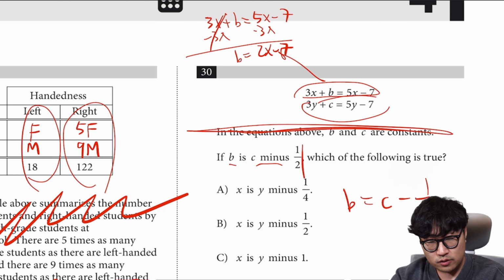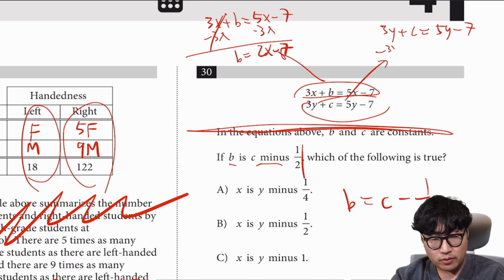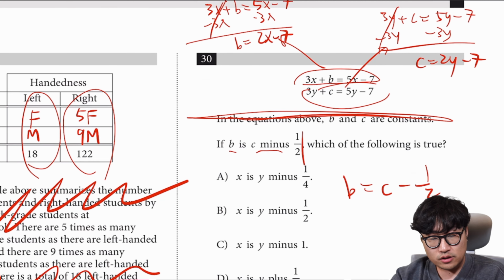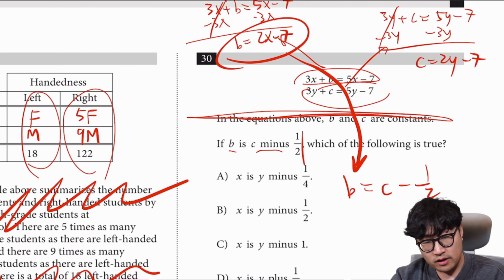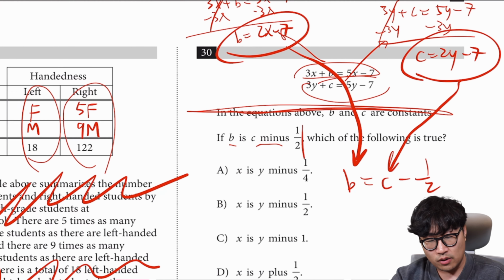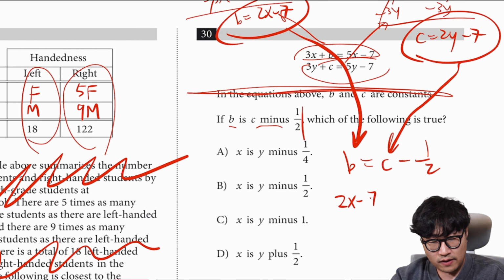And then do this one. 3y plus c is equal to 5y minus 7. Subtract 3y on both sides, and you get c is equal to 2y minus 7. So what you could do is put that over there, put that over there, and you're good to go. So 2x minus 7 is equal to 2y minus 7 minus 1/2.